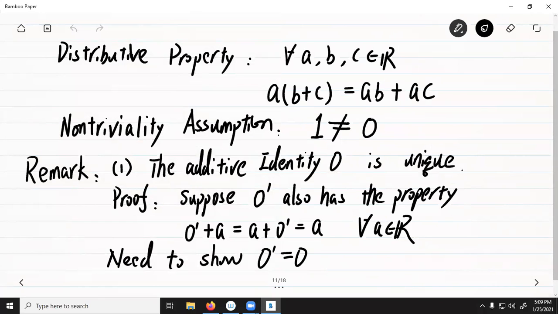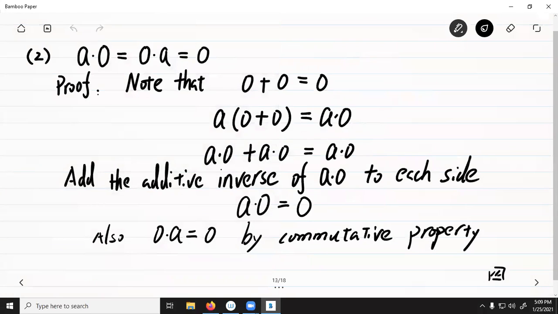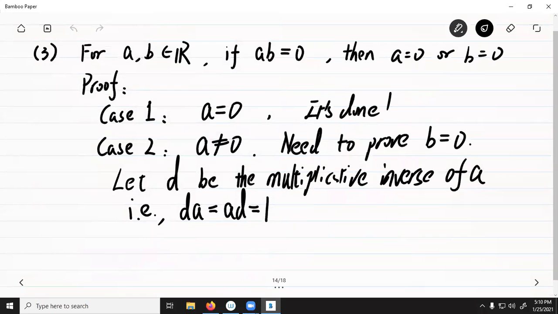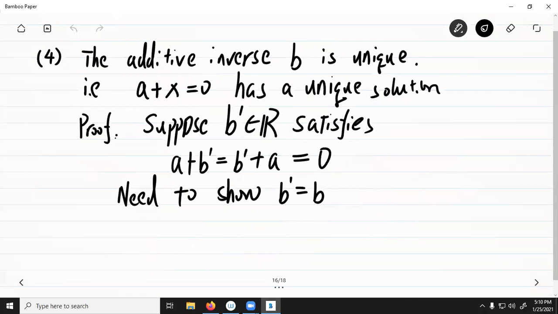Then for the additive identity, which is denoted by 0, we say this additive identity is unique, right? We also proved it's unique, and we also proved that 0 times anything equals 0, right? And if A times B equals 0, then A equals 0 or B equals 0. This is another result we often use. And we also proved that the additive inverse is also unique.